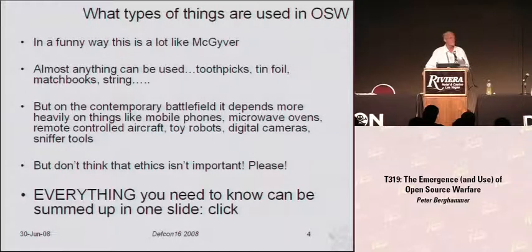But on the modern battlefield, what we see now is a very heavy degree, almost an extreme over-reliance on technology, whether it's the United States or the Israelis, of conventional armies that have recently been engaged. We're actually seeing somewhat of a parity in what's taking place right now in Ossetia with Georgia and Russia. But the counterinsurgents, however, have changed the tactics just a little bit, and they use things like microwave ovens, mobile phones. We see examples of that every day. Remote-controlled aircraft, toy robots, digital cameras, sniffer tools, you name it.